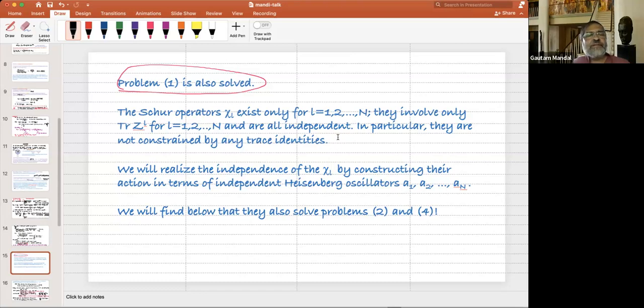So they are independent. We will realize this independence of the chi L by constructing their action in terms of independent Heisenberg oscillators below. We'll find that there are N oscillators, not an infinite number of boson oscillators, but N oscillators which represent the action of the Schur polynomials, and in that way we will find that these are actually Heisenberg operators with the correct commutation relation. Okay, so I must hurry up now. We will find that they also solve problems 2 and 4. Okay, so is it clear now how the various problems are being solved?